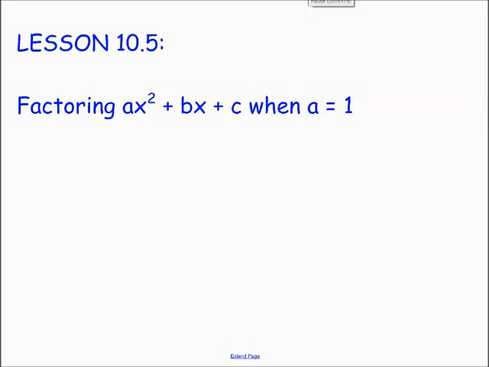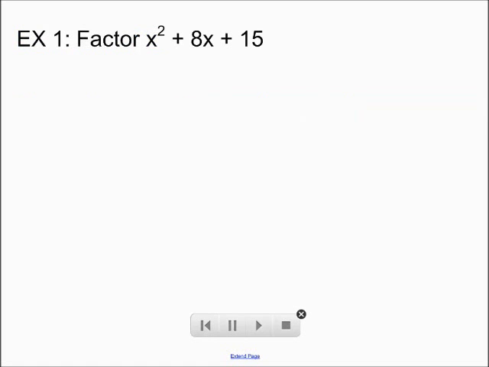Today we're going to start factoring in Chapter 10. We're going to start by factoring the trinomial ax squared plus bx plus c, but we're going to concentrate on just when a is equal to 1. For instance, we might be asked to factor x squared plus 8x plus 15. Notice that the coefficient of x squared is 1.